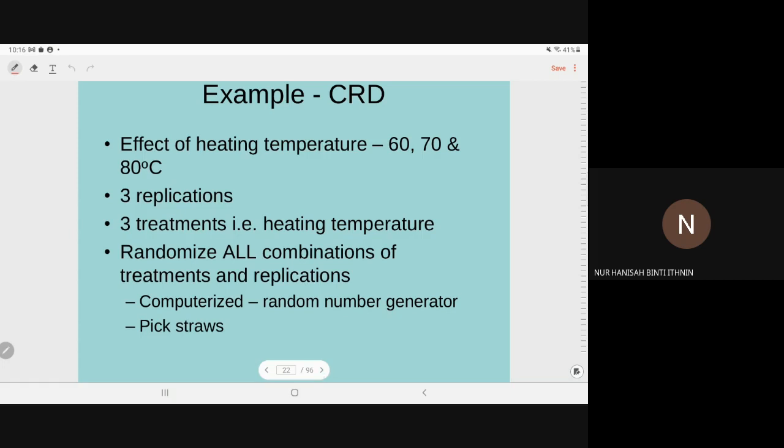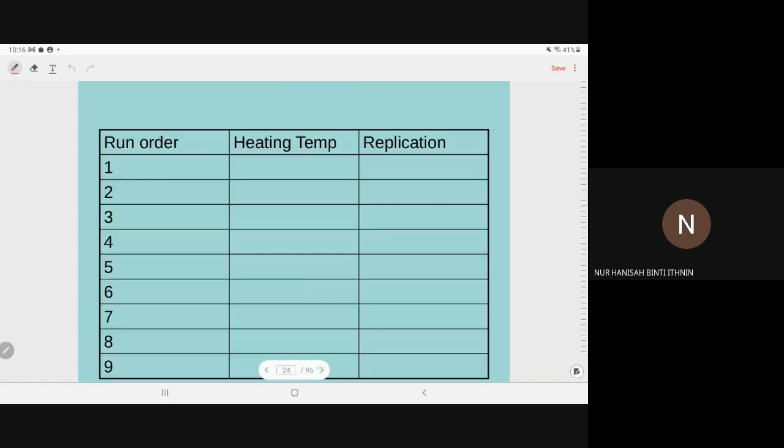So this is an example. It is just a representation of what you can do to record your run order. It doesn't mean that you have to use this table. As long as you know which sample is run order 1, which sample is run order 2, and which treatment, that should be okay. Any questions?